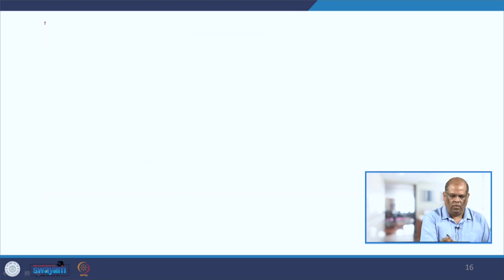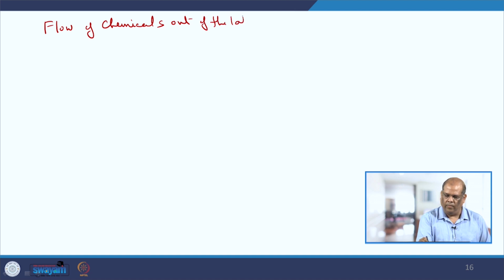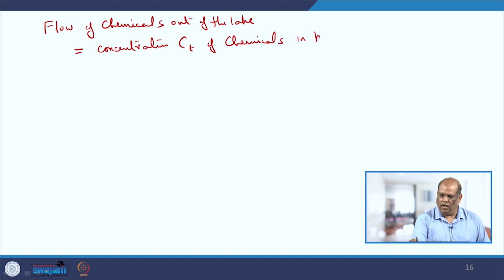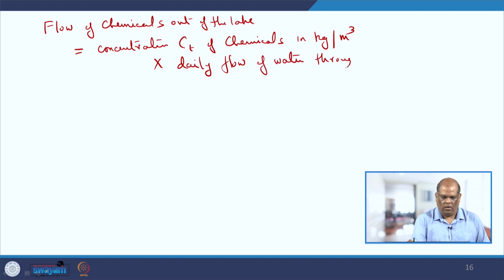So, flow of chemicals out of the lake, that is equal to concentration Ct of chemicals in kg per meter cube multiplied by daily flow of water through lake in meter cube. So, this will be Ct, daily flow is F and the unit is kg.